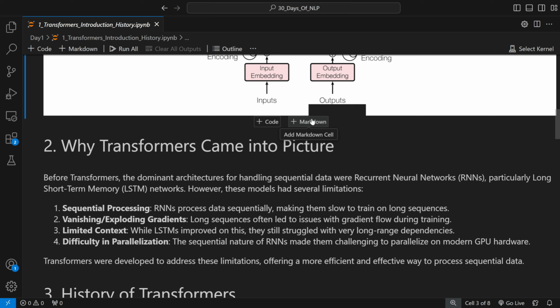The first one being sequential processing. RNNs, whatever network it is, regardless, process the data sequentially, which means it is slower to train on a longer sequence. And then, like I said, you will do backpropagation through time. So if you go from one state to another with continuous differentiation, you will face an issue, which is the vanishing gradient. And then you have limited context.